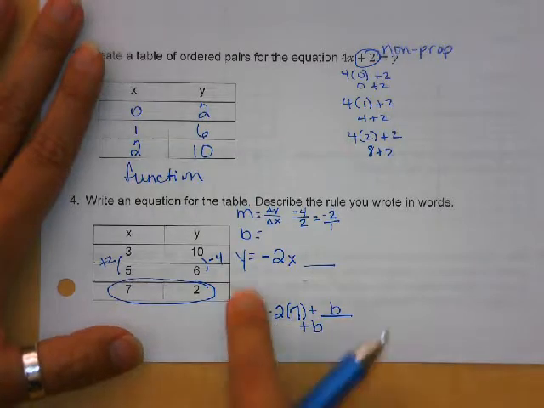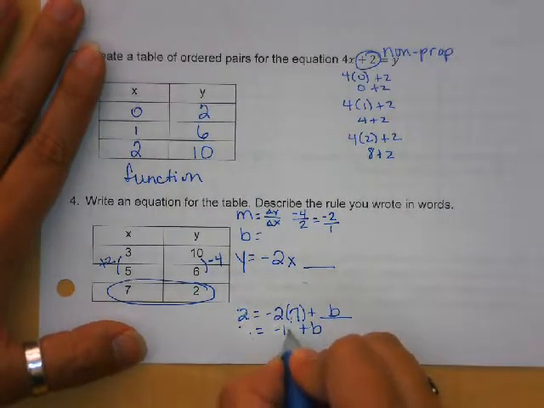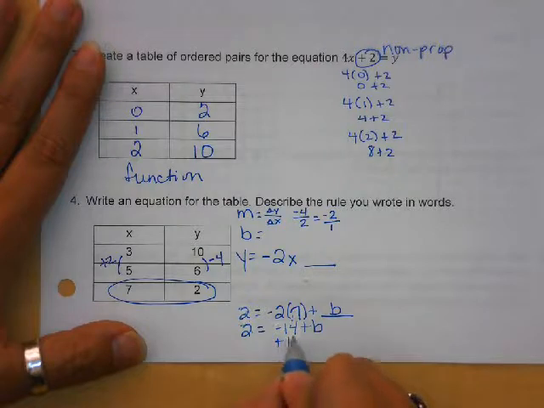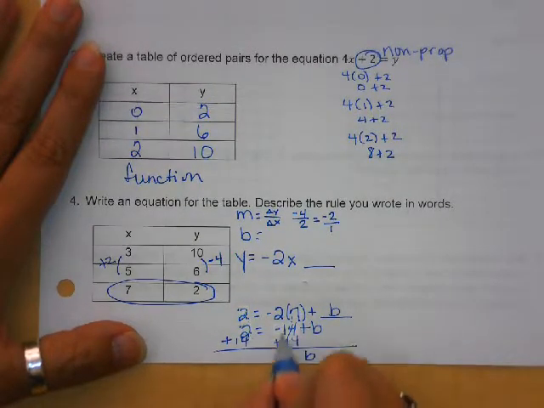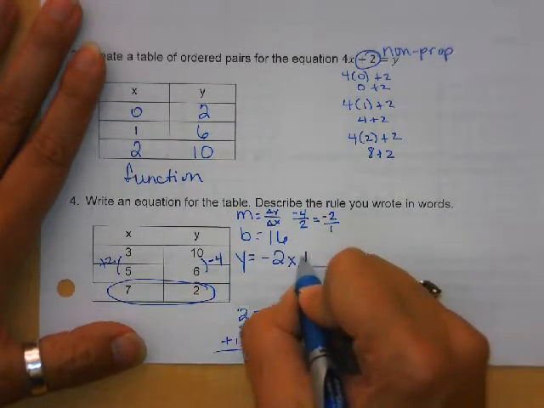So again, y, x. Sorry about that. This is a negative 14 and this is a 2. So I need to know what plus negative 14 is 2. Well, we learned in sixth grade to solve equations. Undo the add subtract, so b is 16. So we could write plus 16.